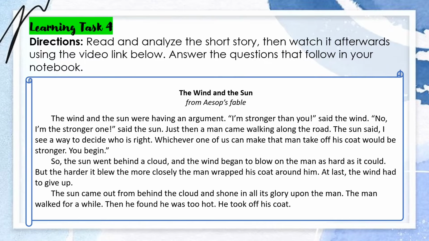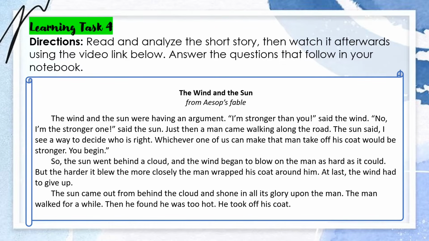The Wind and the Sun, from Aesop's Fable. The wind and the sun were having an argument. "I'm stronger than you," said the wind. "No, I'm the stronger one," said the sun. Just then, a man came walking along the road. The sun said, "I see a way to decide who is right. Whichever one of us can make that man take off his coat would be stronger.